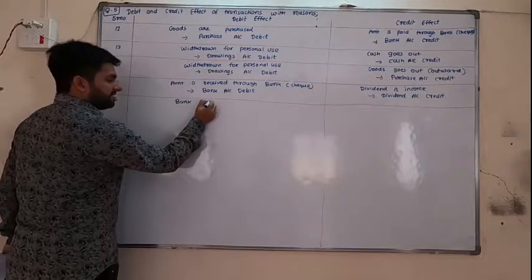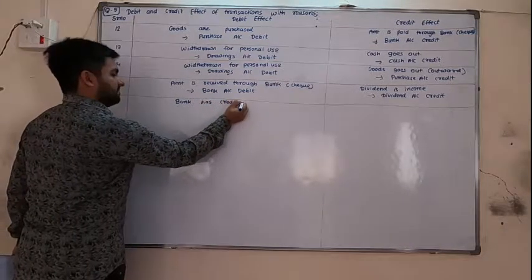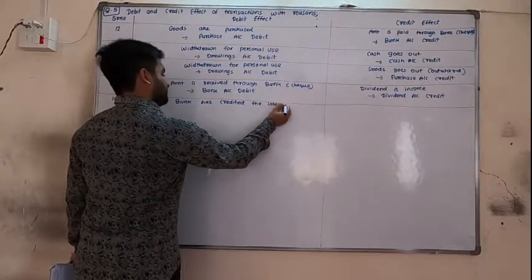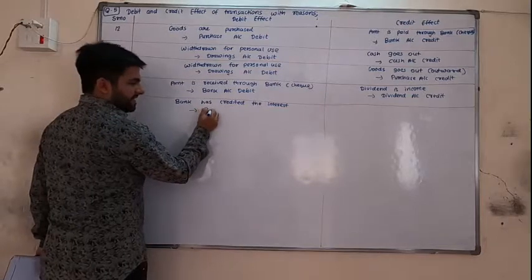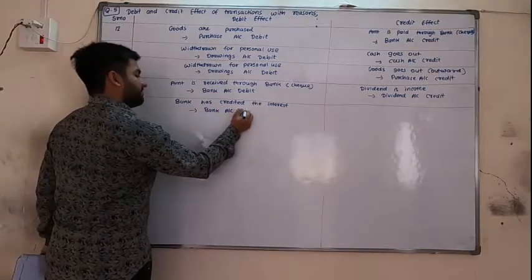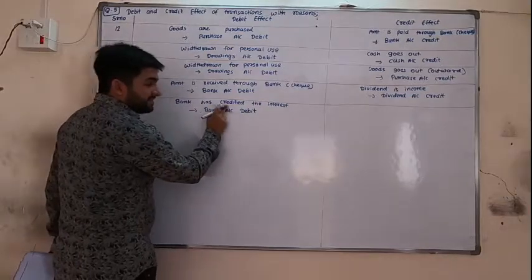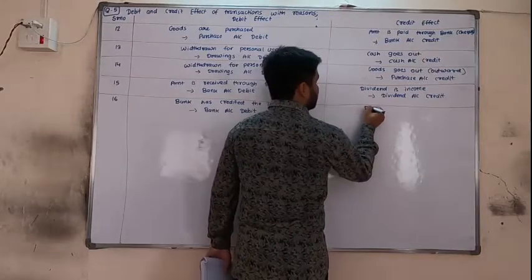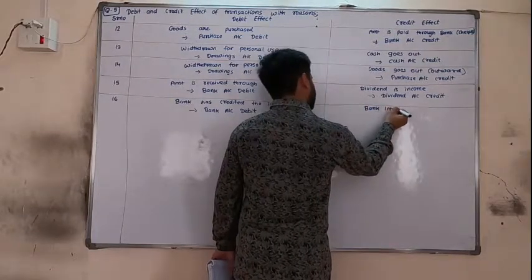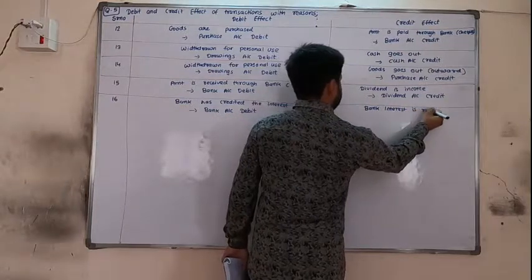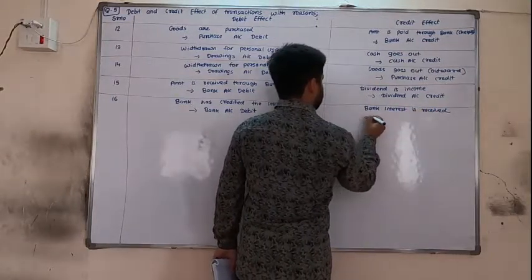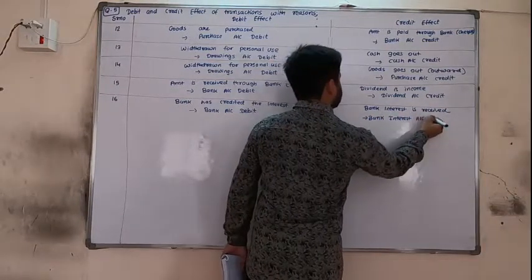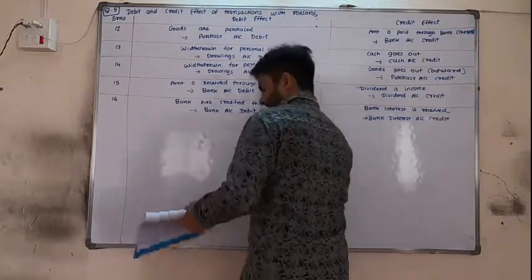But in the reason you will write this only: bank has credited the interest, so we are debiting bank. Bank account debit. Bank has credited, so we will debit the bank. And bank has credited what? Bank interest. Bank interest is received. Bank interest account credit.